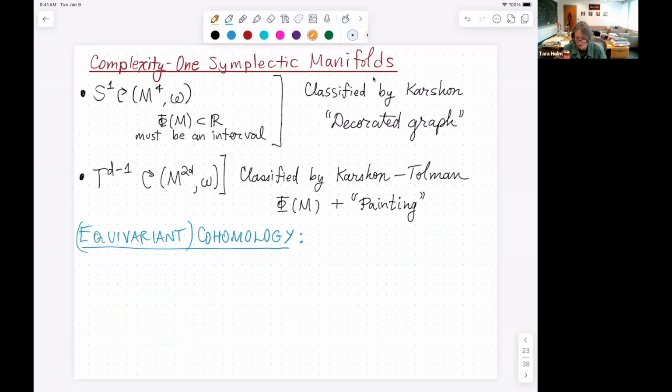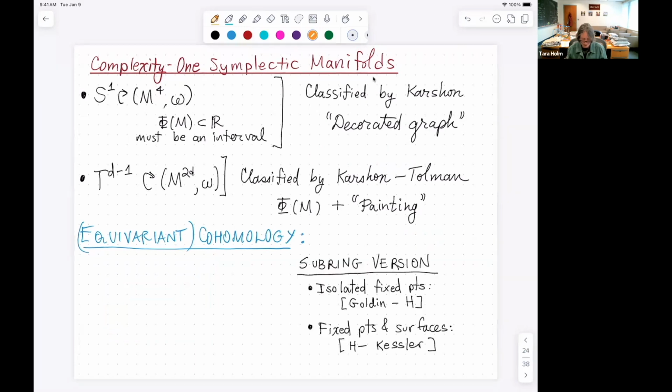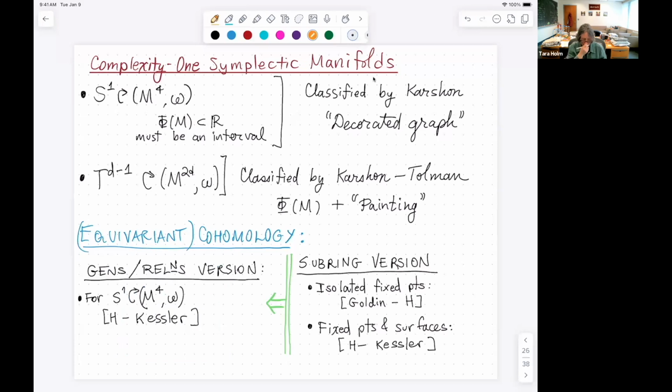So to prove my eventual theorem, I need to make again a detour through equivariant cohomology of these things. And the very first thing that Liat and I did was to generalize this subring version of the equivariant cohomology calculation. This relied on earlier work of mine with Rebecca Golden in the case when you have a complexity 1 manifold with only isolated fixed points. And if you have fixed points and surfaces, the computations are just a little more annoying, but they're still possible to do.